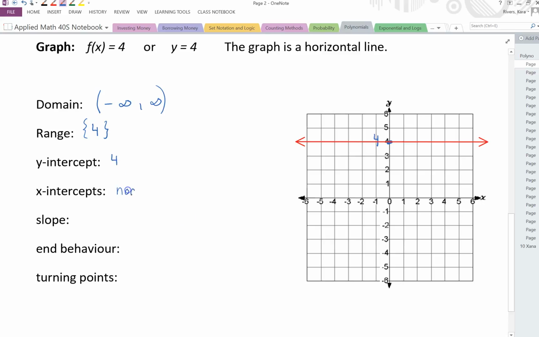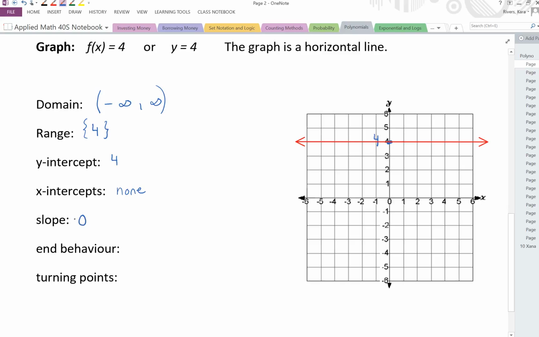X-intercepts, there are none. Not 0. If you put a 0 in this spot, that's telling me that you're going through the axis at x is equal to 0. And we're not doing that, so it's important that you write none. The slope here. What is the slope of a horizontal line? That is 0.